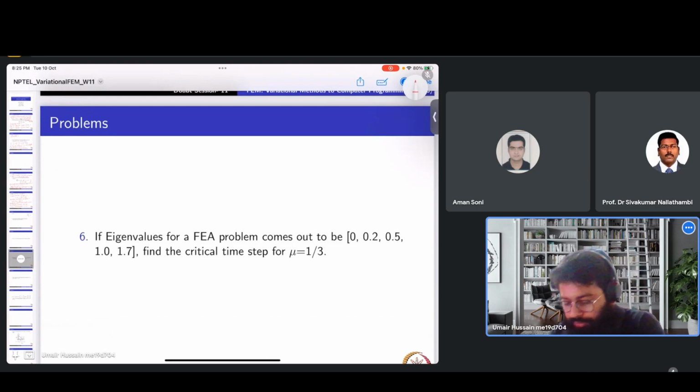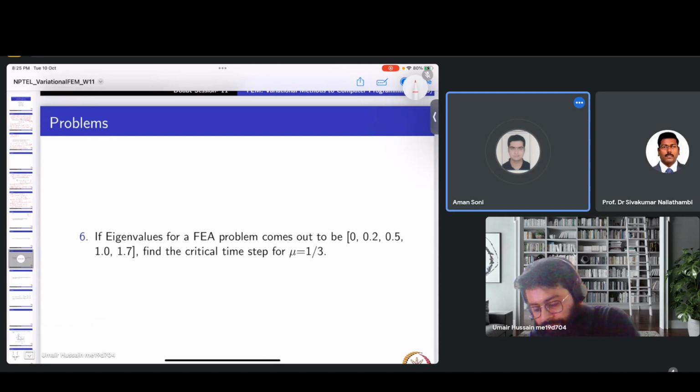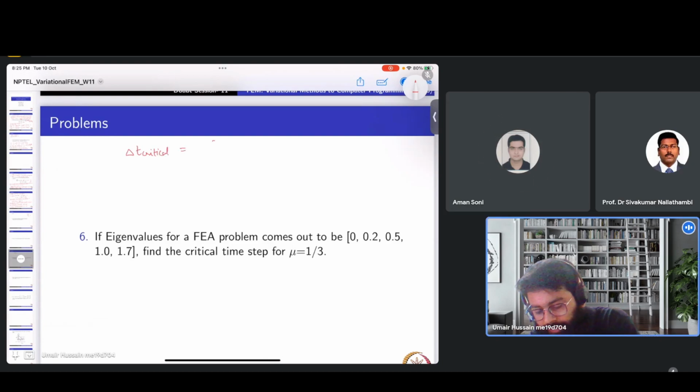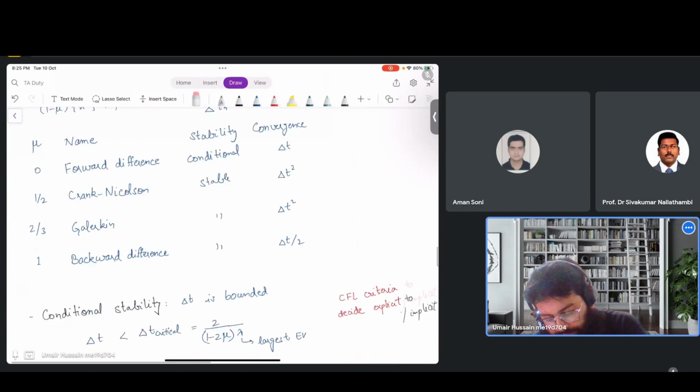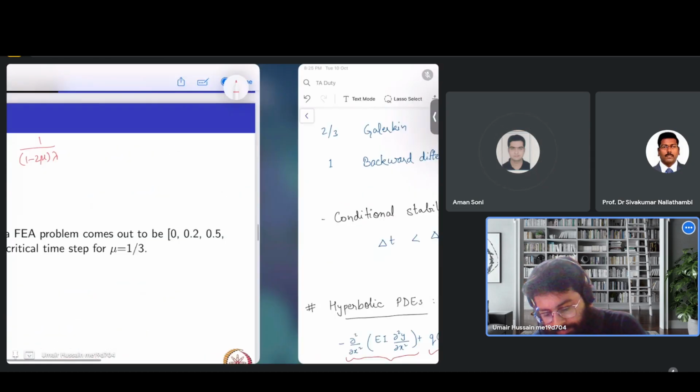Okay. So if eigenvalues for a FEA problem come out to be 0, 0.2, 0.5, 1, 1.7, find the critical time step for mu equals to 1 by 3. So this question is related to the formula you have written. It was something like 1 upon 1 minus 2 mu times lambda, right? The numerator was 1, right? Not 2. I was right, two last time.